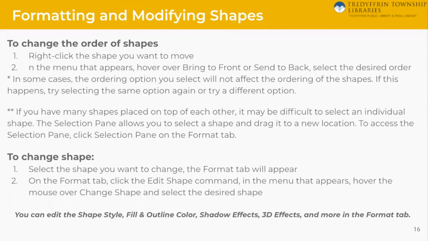You can also change the shape. So say you enter in a circle and then decide that you'd rather have a square, you can change it. So step 1 is to select the shape that you wish to change and the Format tab will appear. On the Format tab, click the Edit Shape command, in the menu that appears, hover the mouse over Change Shape and select the desired shape. You can also edit the shape style, fill and outline color, shadow effects, 3D effects, and more in the Format tab. And I can show you some of the effects that are available when we play around with Word in a little bit.